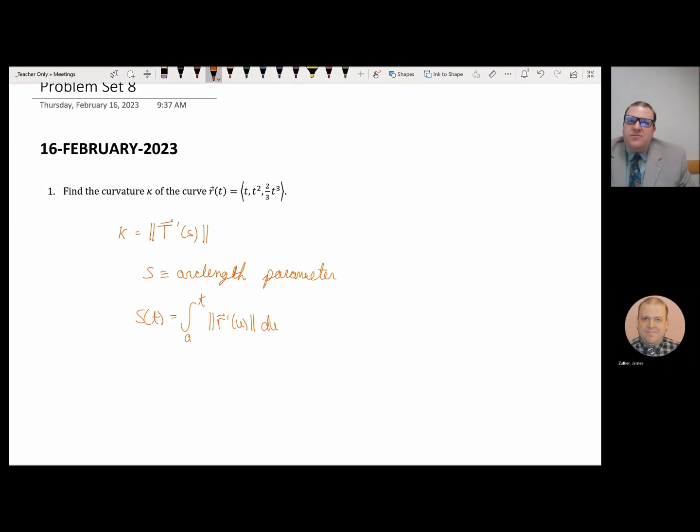Replace that function now in the actual parametric curve, you now have r of s. Then you have to find the unit tangent vector of r of s. Then you have to take its derivative and then take its magnitude. And that is curvature. It is a beast.